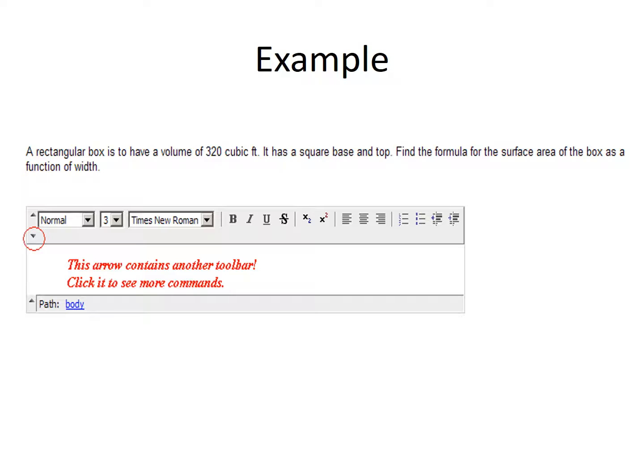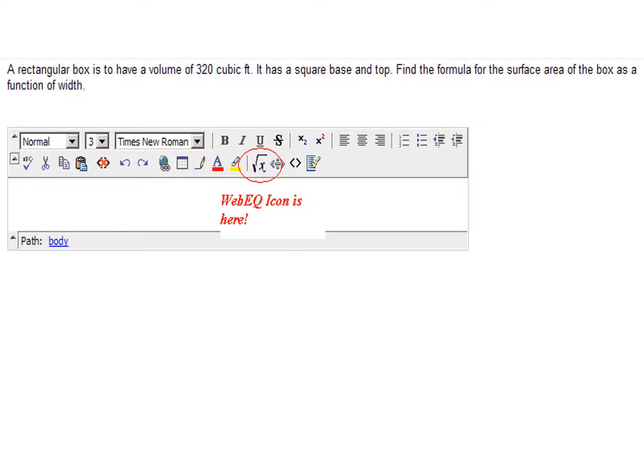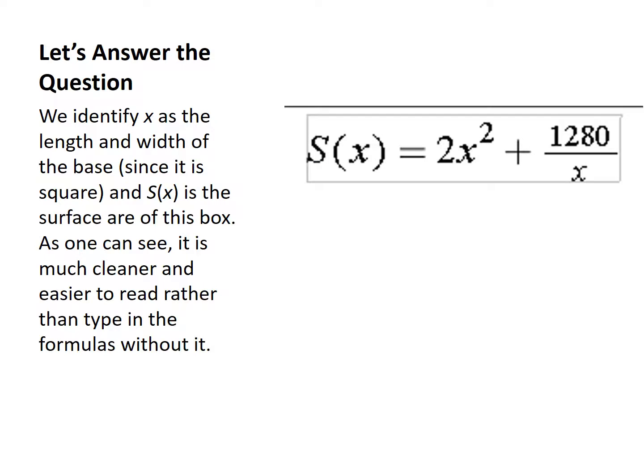When you are confronted with a question like this, there is an arrow that contains another toolbar that is normally hidden from view initially. So click on this arrow that I have circled in red, and another toolbar will appear. And here you can see this toolbar. In this toolbar, you'll have a square root of x icon, and this is the WebEQ icon that Blackboard uses. So let's answer the question.